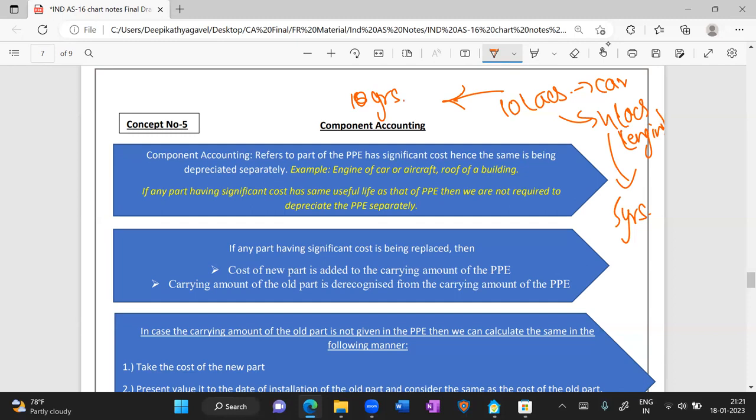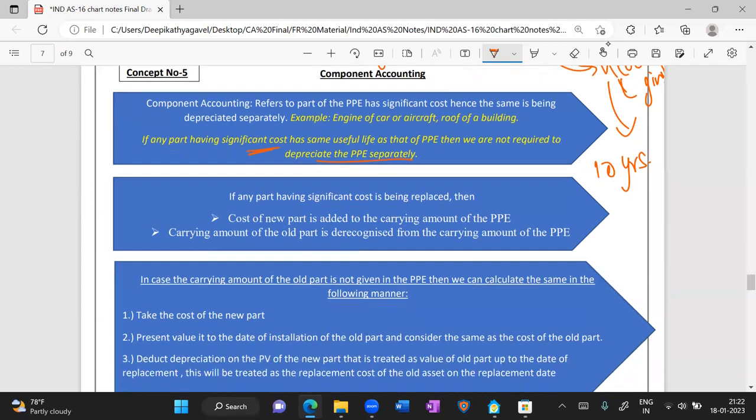But the standard says if the useful life of the significant component as well as the PPE as a whole are the same, then why are you going for calculating the depreciation separately? That time you can calculate it as one. Obviously it makes sense. If the engine also has a useful life of 10 years, and the car also has a useful life of 10 years, why would I go calculating both of them separately? That time, yes, I can calculate it together, right?